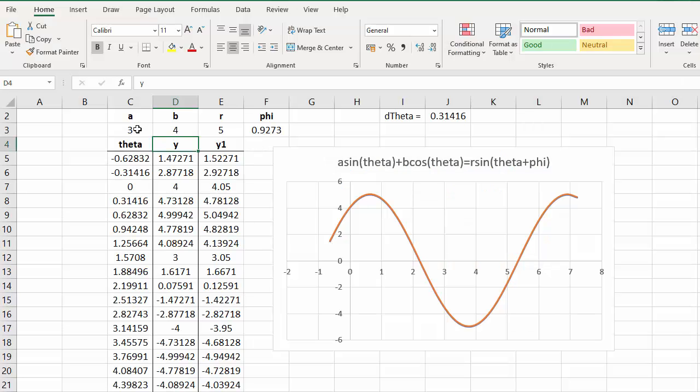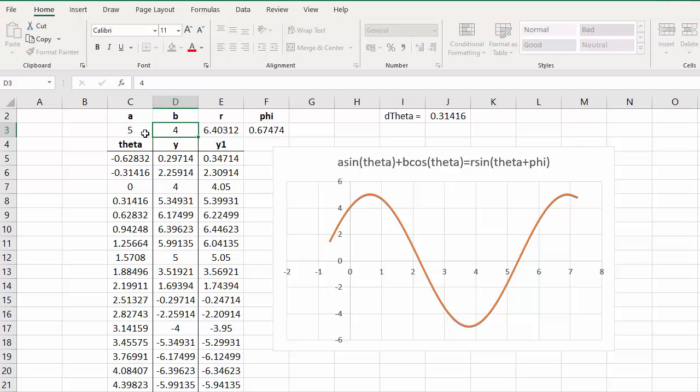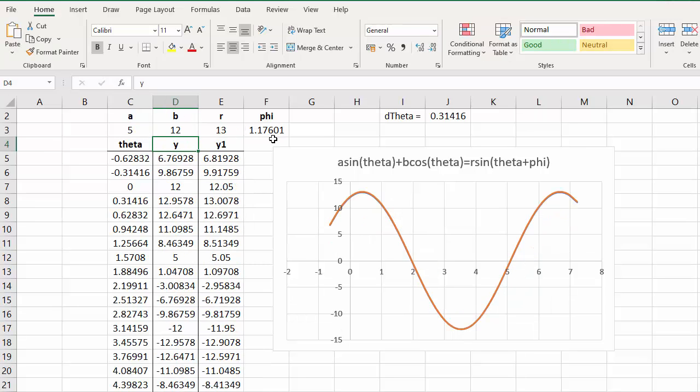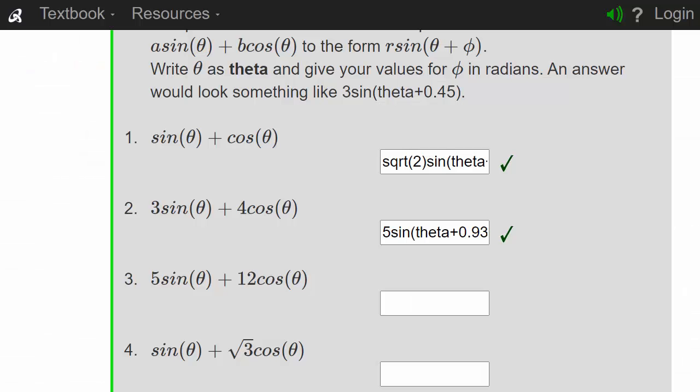Question 3, a is 5 and b is 12. Go back to our model. A is 5, b is 12. So r is 13 and phi is 1.18. So back to baseline, 13 sine(theta plus 1.18). Close brackets. Are we right? Yes, we are.